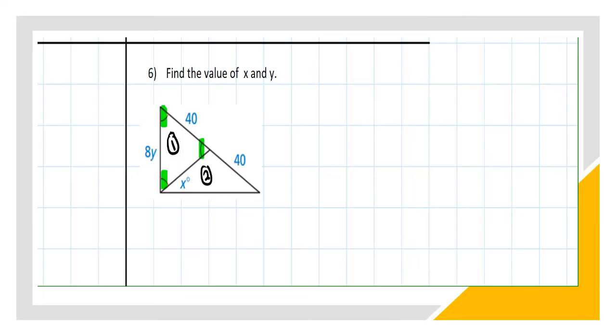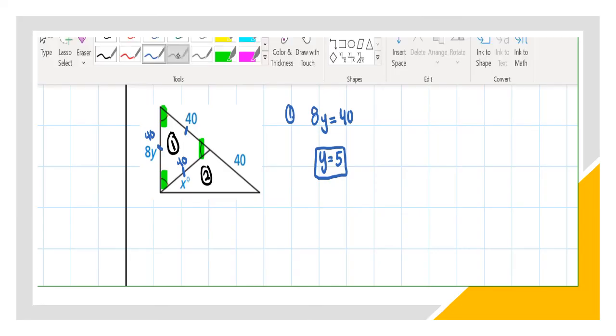Same approach, triangle 1, triangle 2. Just like I mentioned, I'm going to start with my equilateral triangle. I have an equiangular triangle here, so that means I have an equilateral triangle as well. All the sides are going to be the same. Let's go ahead and mark them. Since one of the sides is 40, that means that 8y needs to equal 40. Doing some algebra, that means that y is 5.